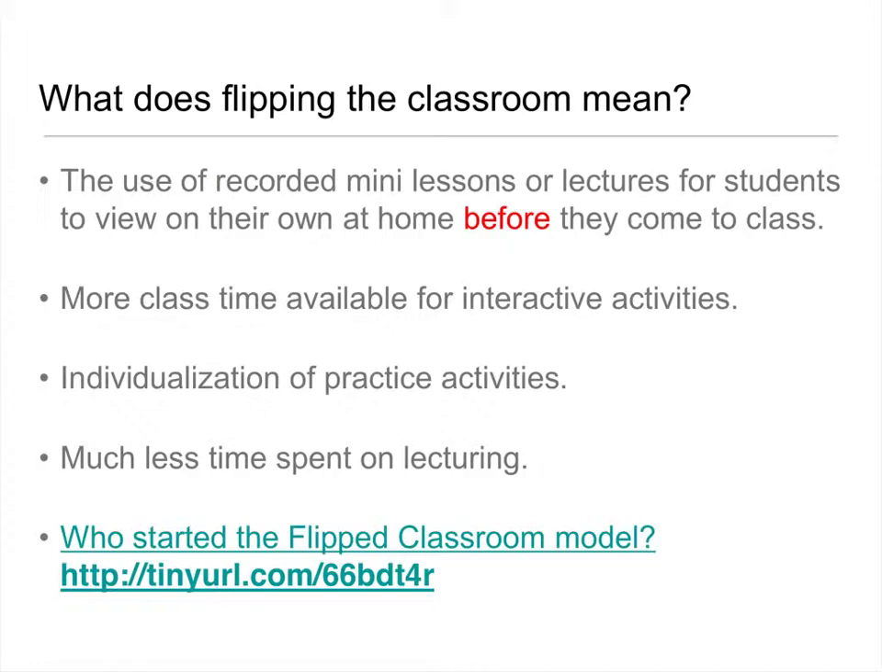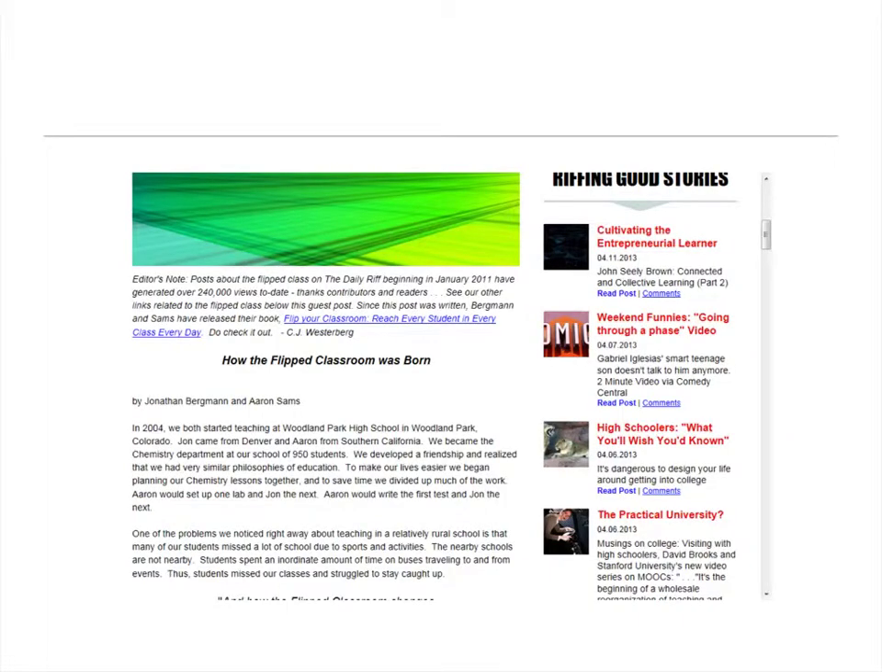You may wonder who started the flipped classroom model. Well, two chemistry teachers, Jonathan Bergman and Aaron Sams in Colorado, who taught at a high school, Woodland Park High School in Woodland Park, Colorado, and they came up with this in 2006. So the flipped classroom has been around for a while.